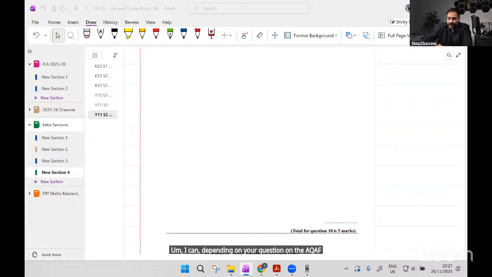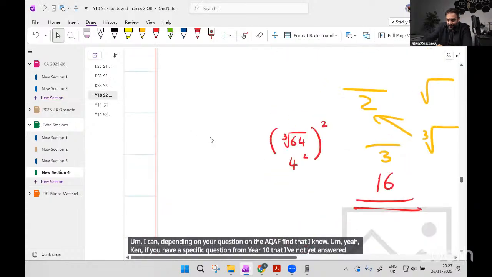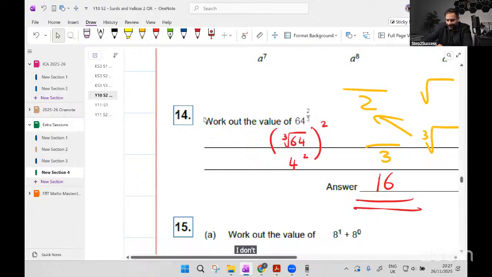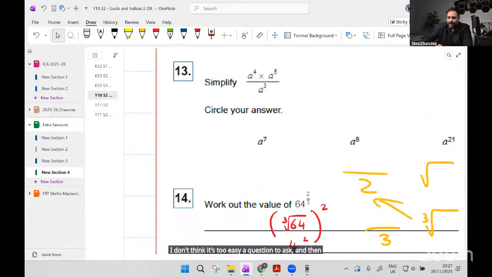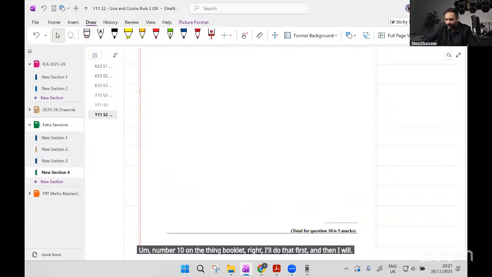Year 10, if you have a specific question that I've not yet answered, and I don't think it's too easy a question to ask, then you can ask and I will answer it. I'm still here, so sure. But remember, the purpose of these sessions is not for you to do the homework live, which is, I suspect, what is happening again. Number 10 on the booklet, right? I'll do that first, and then there's plenty of time, so I can talk about the physics.